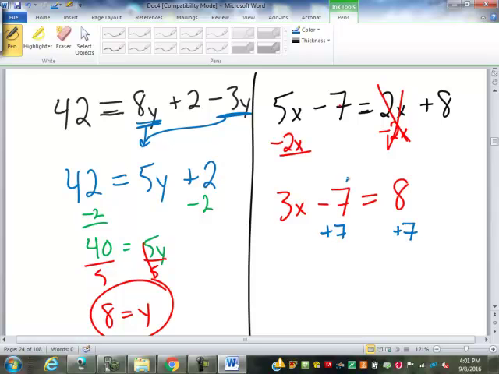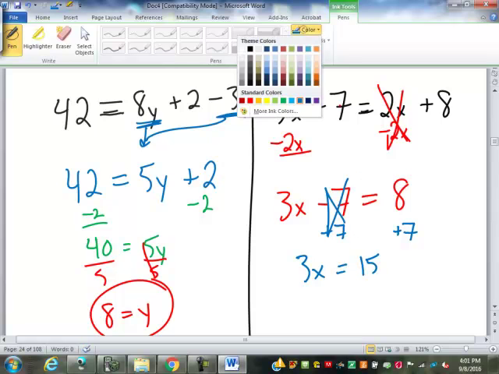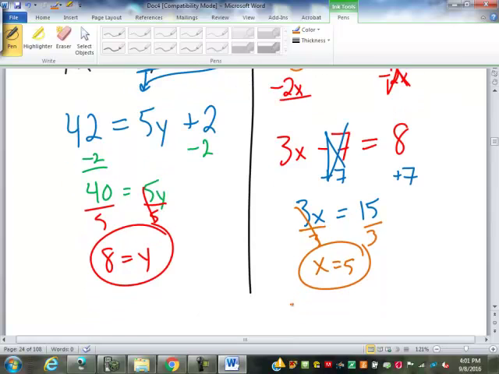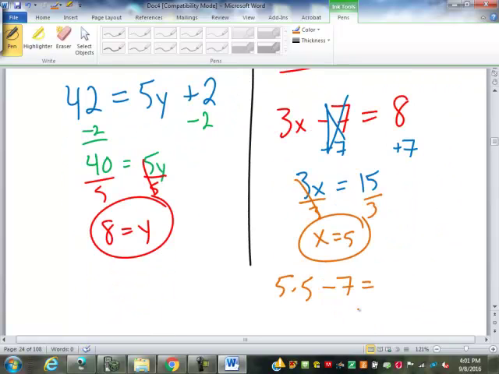Add 7, good. So 3x equals 15. And then divide by 3. X equals 5. And again, I could go back and put 5 in for x and see if it works. So 5x becomes 5 times 5 minus 7 equals 2x becomes 2 times 5 plus 8.